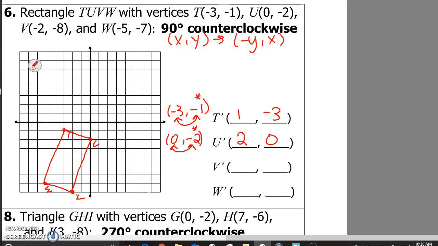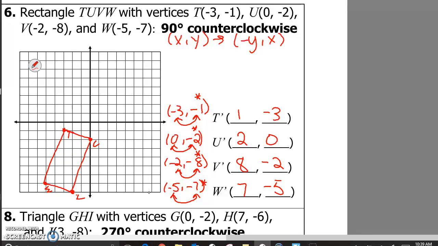Okay, V, we've got negative 2, negative 8. Switch them. This becomes opposite, so positive 8, negative 2. And W, we've got negative 5, negative 7. So we are going to switch them, and this number becomes opposite, so positive 7, negative 5.